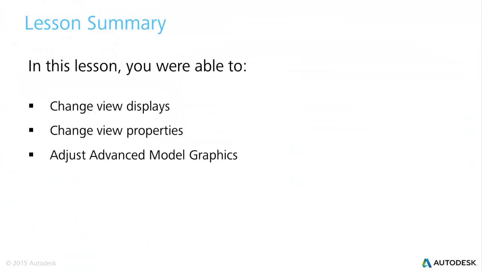In review of this lesson, we were able to change the display for detail level, which controls how much information about the model you see on the screen. And then second, we modified the view properties to control the visibility state of a particular object category. And then last, we were able to modify the elevation view to begin looking at studying solar path studies for a particular time of year.